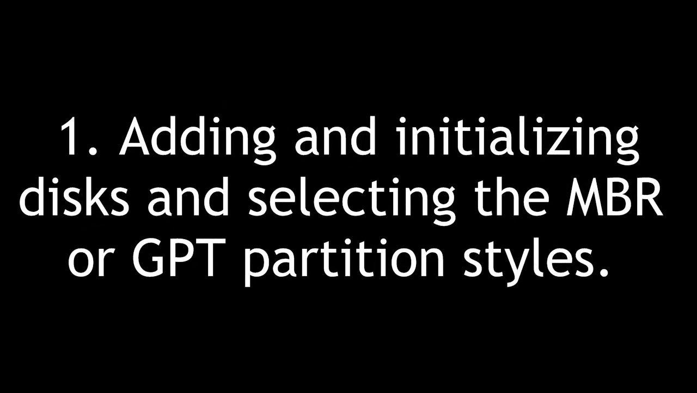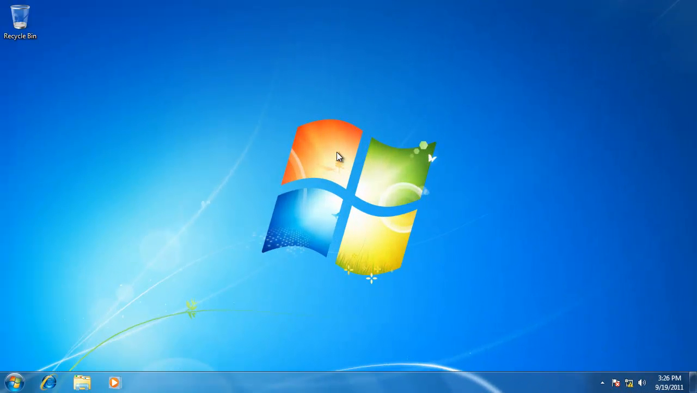First, let's take a look at adding and initializing disks and selecting the MBR or GPT partition styles. We're going to take a look at some of the options available in both Windows 7 and 2008 Server, as far as implementing basic and dynamic disks and different configurations of RAID like mirroring or striping or RAID 5.